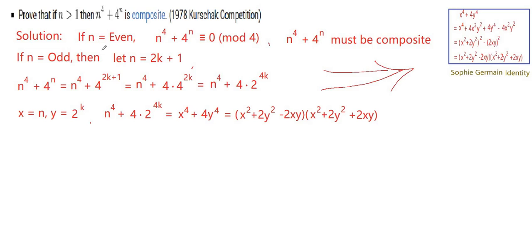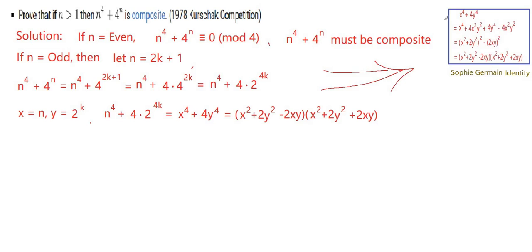Now we go with the solution. If n is even, then we have n to the fourth power, and this number can be divided by 2 if n is even. In that case, it is a composite. So we can suppose n is odd, and then we let n equal 2k plus 1, where k is an integer.